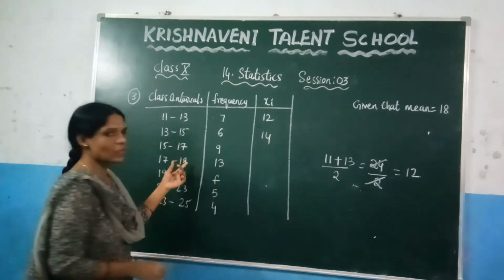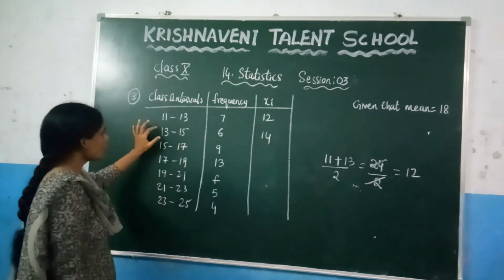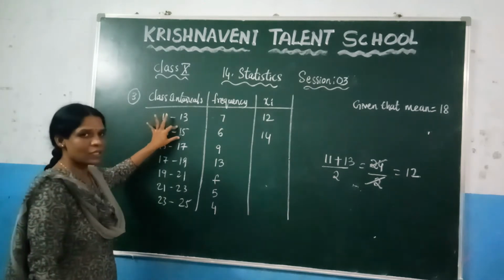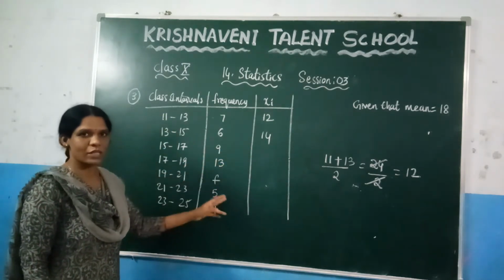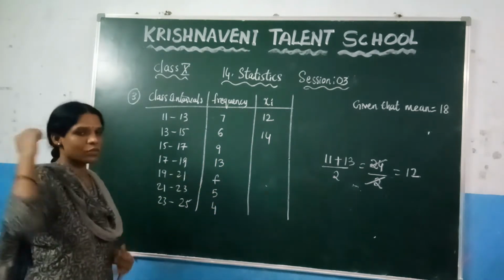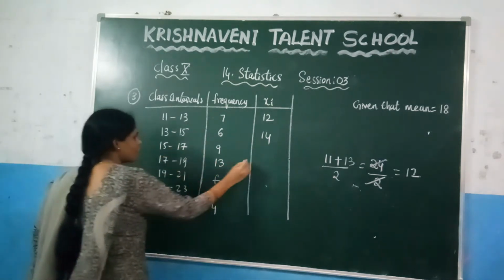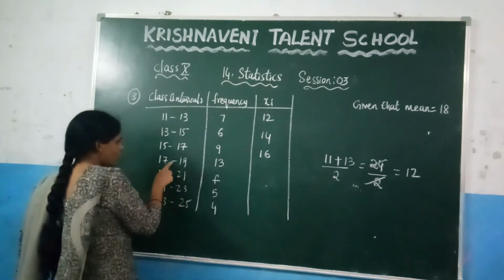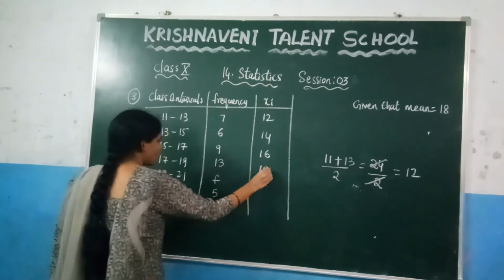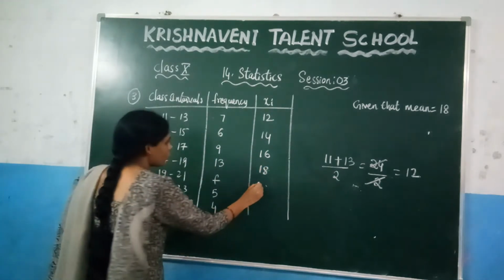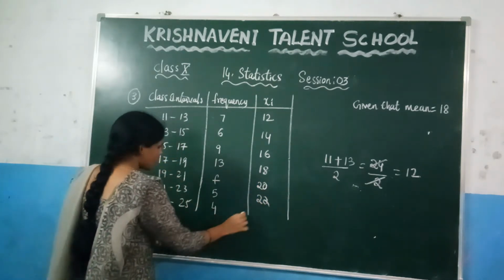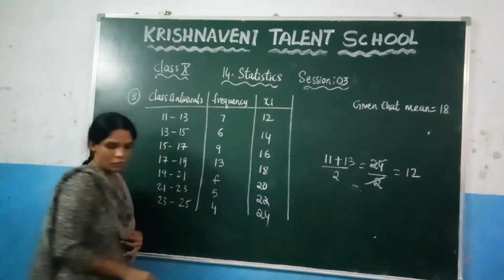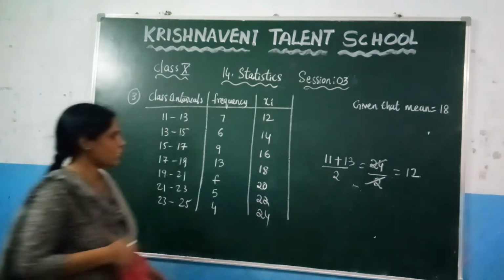If you add also, you will get the same answer. You can check it. What is the value of 13 plus 15? Which is 28. 28 by 2, which is 14. You can do it like that, or you can write the middle value here. So the value here is 16, and after 17 it is 18, and here the middle value is 20, here 22, and here 24. Now we have written all the xi values.